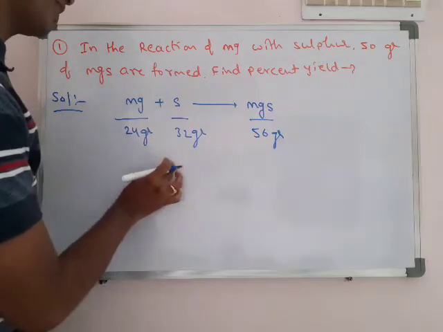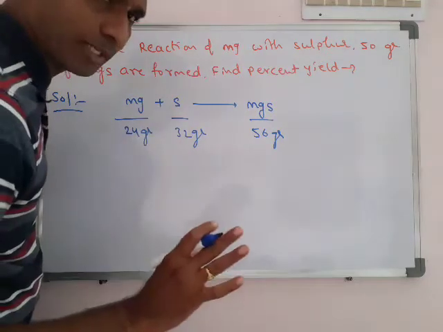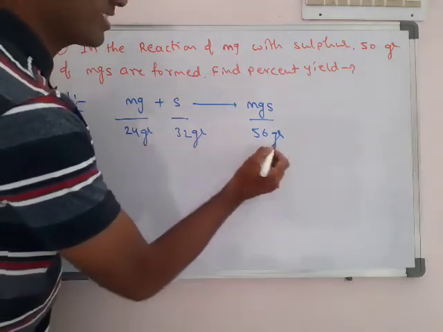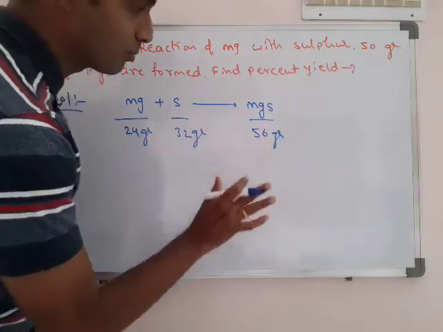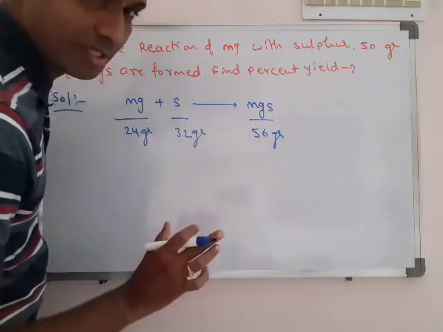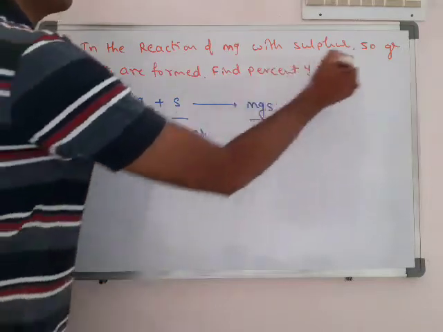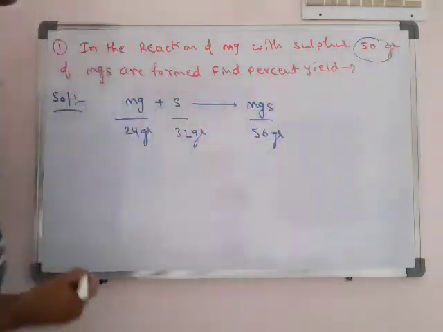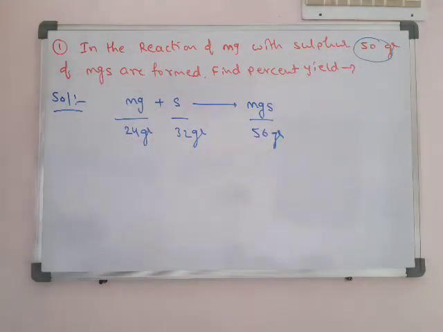So 56 grams. Since the weights are not given, we have to directly take 24 and 32. First, 56 grams of magnesium sulfide should be formed according to the balanced equation. But how much is formed? It is formed only 50 grams. So therefore, substitute in the equation.